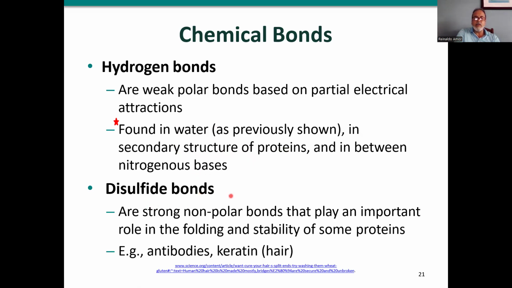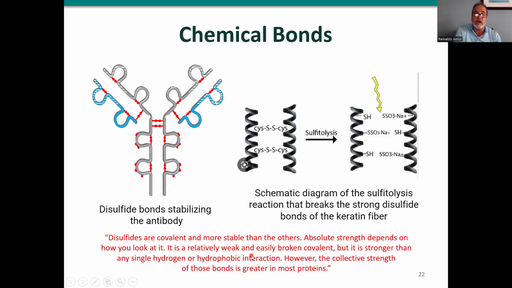Disulfide bonds are covalent bonds, okay, and they're non-polar covalent bonds. So these are strong bonds. They play an important role in folding and stability of some proteins, for example, antibodies and keratin. You can see disulfide bonds here holding or stabilizing an antibody molecule. You can see them also in keratin.